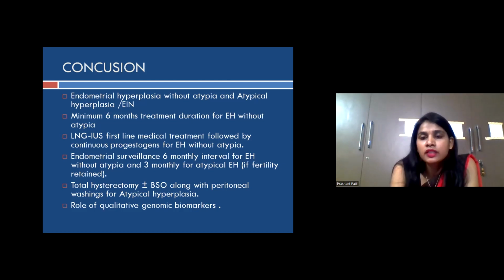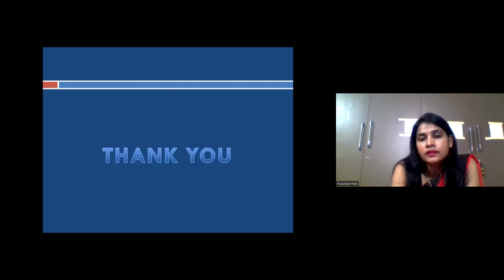In patients with atypical endometrial hyperplasia, the follow-up has to be every 3 months, if at all we have to retain her fertility. Otherwise, the treatment for atypical endometrial hyperplasia is total hysterectomy with bilateral salpingo-oophorectomy in postmenopausal women. The role of qualitative or genetic biomarkers is yet to be determined. So, to conclude, thank you so much for the patient listening.